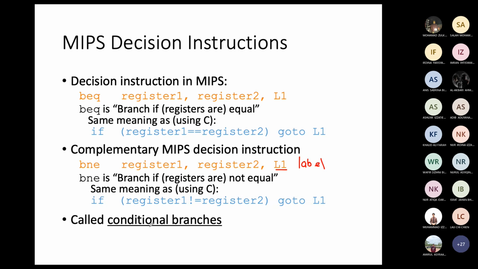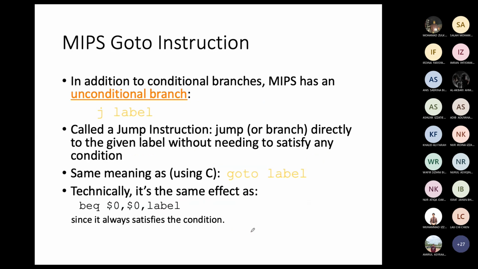So this is what we call conditional branches. In addition to conditional branches, we also have unconditional branch. So we can also use the command J, or jump, to jump to a label. A jump operation jumps directly to the given label without needing to satisfy any condition. That means you don't need to test any condition, you just simply jump. It's the same meaning as go to label.